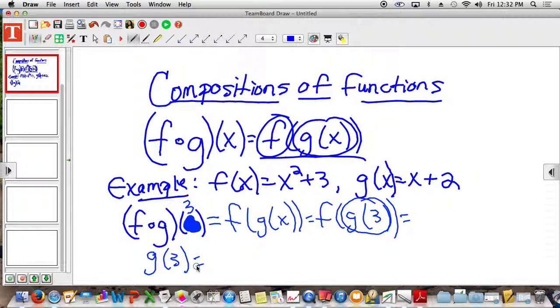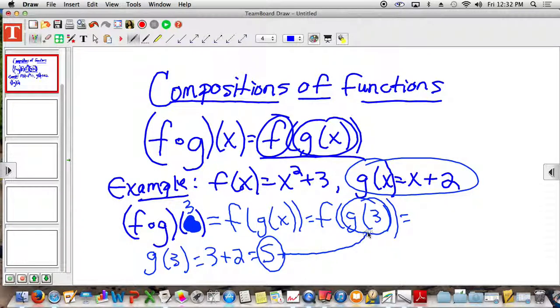Where do I go to put the 3 in for X? Which function do I go to? G. Why are you going to G? Because it says G of 3. So you go over here to this function, G of X equals X plus 2, and you replace the X with a 3. So G of 3 is going to be equal to 3 plus 2. What is 3 plus 2? 5. So now what you have just done is figured out that G of 3 is equal to 5.